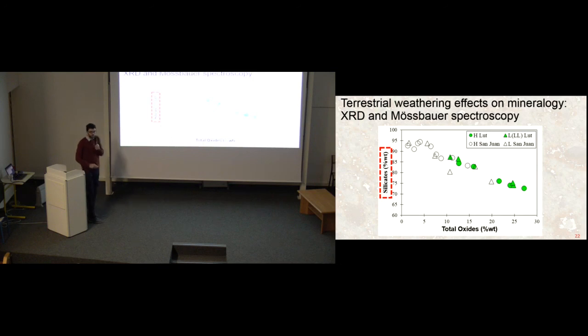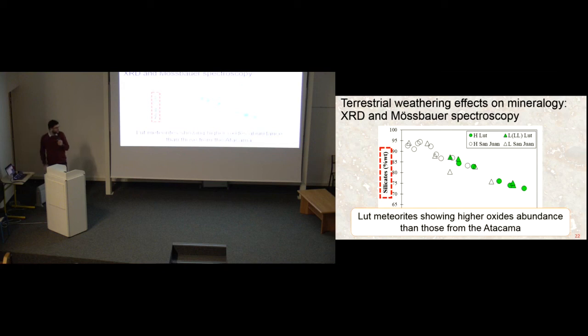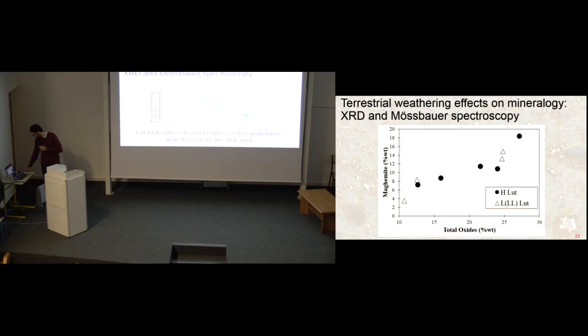because of the more humid history of the Lut Desert, so the meteorites are more weathered. So as we saw, Lut meteorites are showing higher oxide abundance than those from the Atacama. In this graph, as we can see, the abundance of maghemite, which is one of the products of terrestrial oxidation of a meteorite, is showing that during the weathering of a meteorite, we have an increase in the amount of this mineral, which is one of the controllers of the amount in a meteorite.